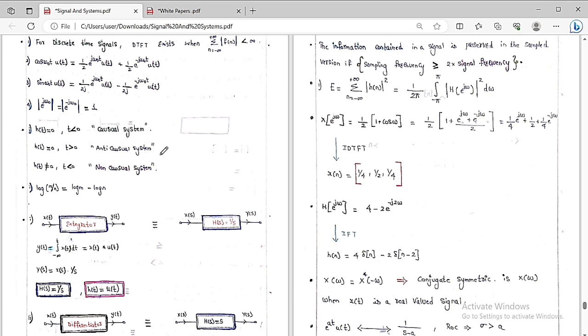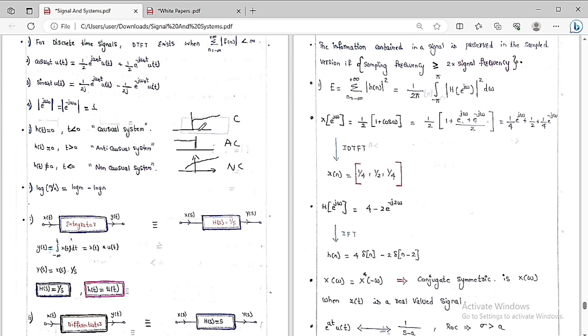So listen carefully, what is the meaning of this one? Suppose h of t is like this, then it is called the causal system. Suppose if h of t is like this, then it is called the anti-causal system. If h of t is like this, then it is called the non-causal system. So this is a causal system, this is the non-causal system, and this is the anti-causal system. This is the thing you have to keep in your mind.